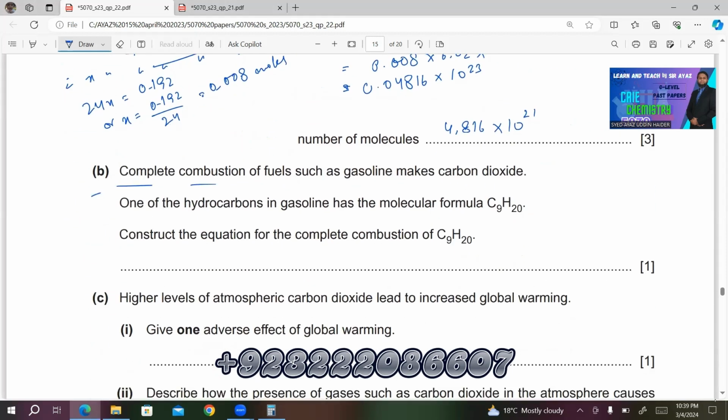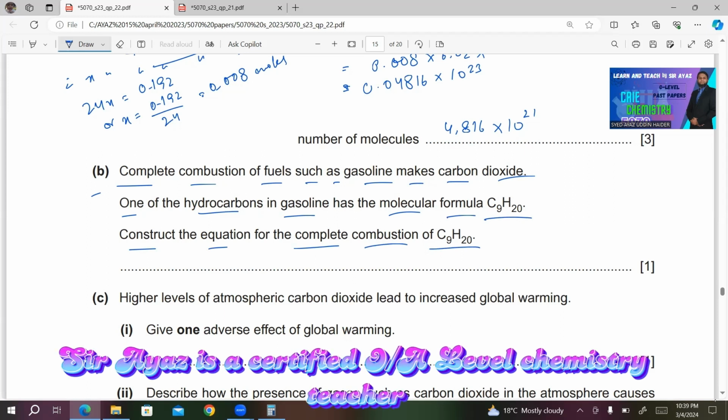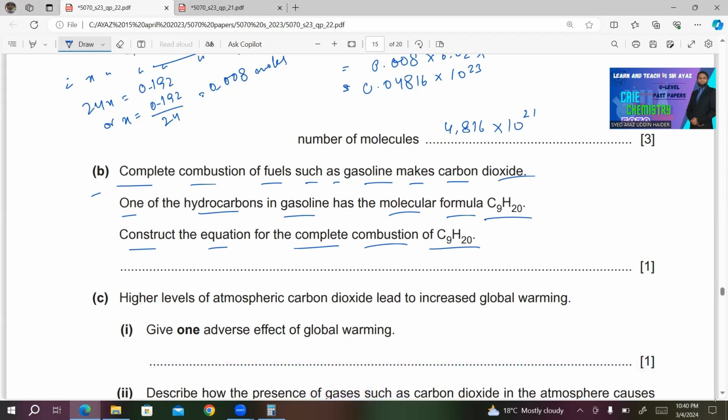B. Complete combustion of fuels such as gasoline makes carbon dioxide. One of the hydrocarbons in gasoline has a molecular formula C9H20. Construct the equation for the complete combustion of C9H20. You know, during complete combustion, we'll get carbon dioxide and steam. This is the reaction.